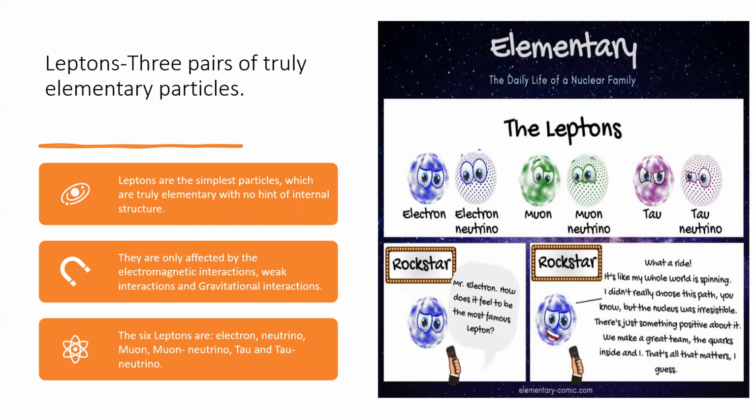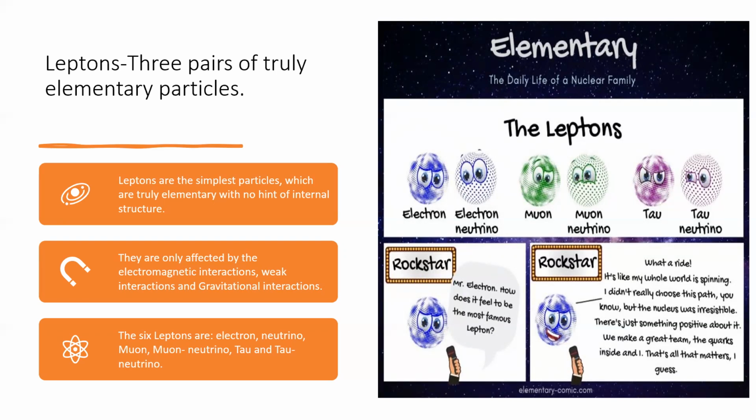Okay, the most basic or the most common lepton that we know is the electron. That we have learned from year 9 about circuits and all. Electron is a fundamental particle. It cannot be further divided. So leptons are the simplest particles which are truly elementary with no hint of internal structure. They are only affected by the electromagnetic interactions, weak interactions, and gravitational interactions.